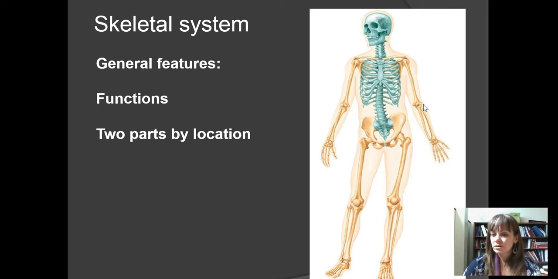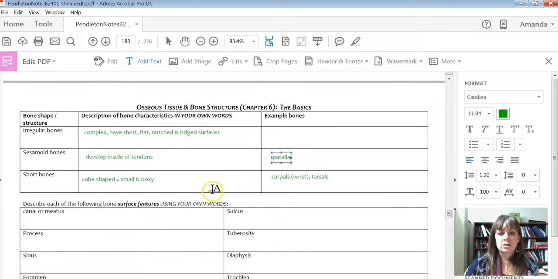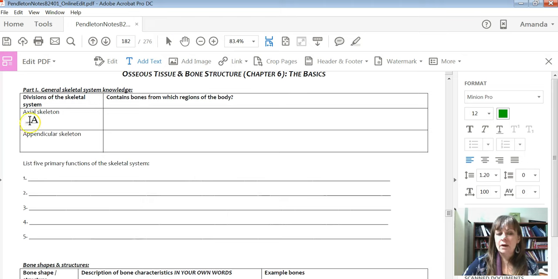Just so you start learning the names of these bones, my suggestion is that you go back up here to your notes and write in the names of all of the axial bones, and write in the names of all the appendicular bones.